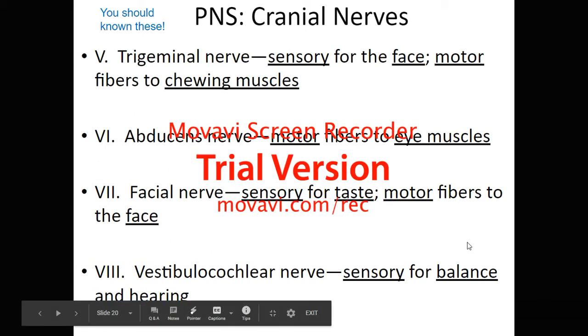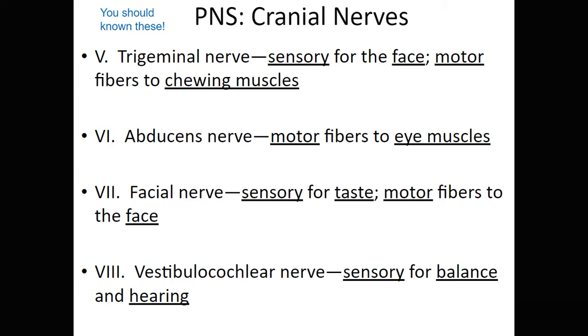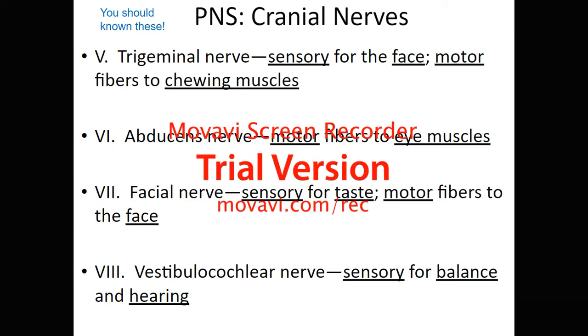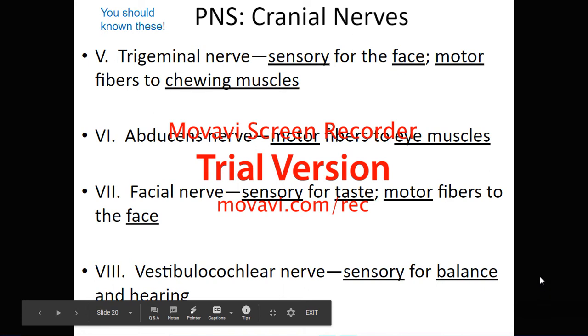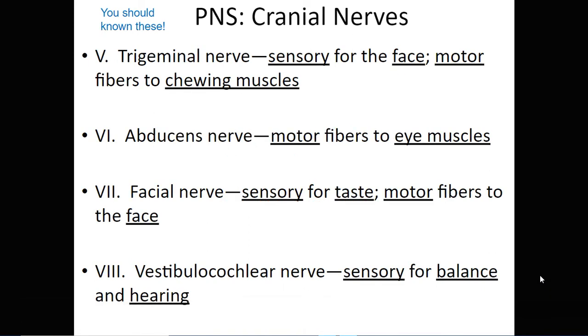Cranial nerve 5 is the trigeminal nerve, sensory for the face, motor fibers to chewing muscles. Cranial nerve 6, abducens nerve, motor fibers to eye muscles. Cranial nerve 7, facial nerve, sensory for taste, motor fibers to the face. And cranial nerve 8, vestibulocochlear nerve, which has sensory for balance and hearing.